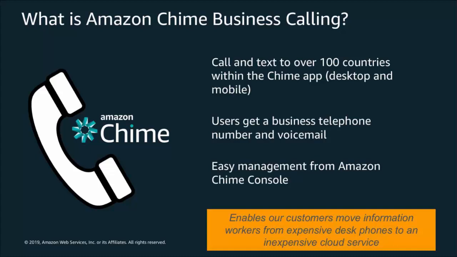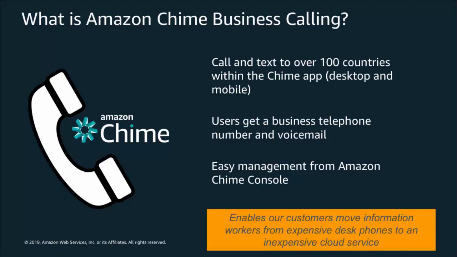With business calling, you can call and text within the app to over 100 countries, and that includes the desktop, mobile, and web apps. Each Amazon Chime user gets a business telephone number and voicemail. And the service is easy to manage within the Amazon Chime console. I'm actually going to show you that in a few minutes.